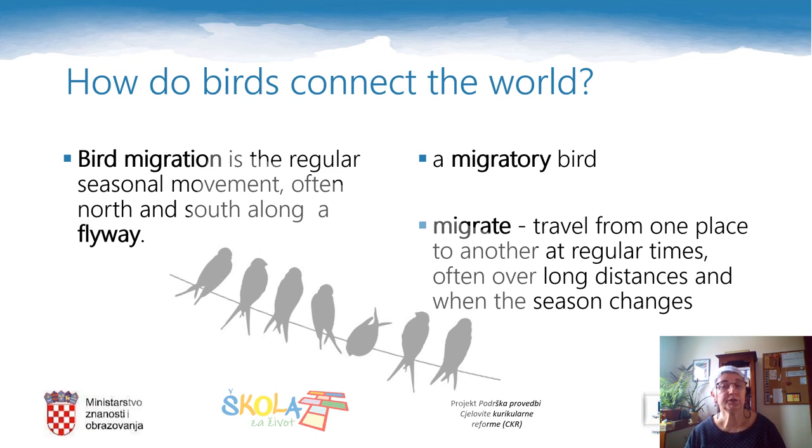A migratory bird is a bird that doesn't live all year long in the same place, but migrates. To migrate means to travel from one place to another at regular times. It's usually in spring and in the autumn. And bird migration is the term that we are going to learn today. And we are going to learn about the flyways, the paths that those birds that migrate follow every year.